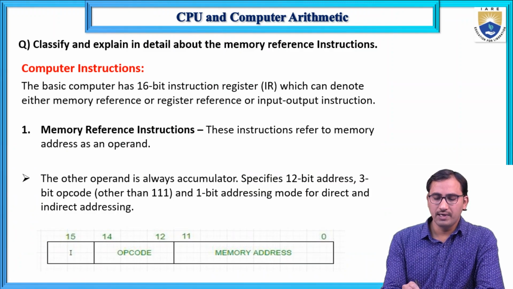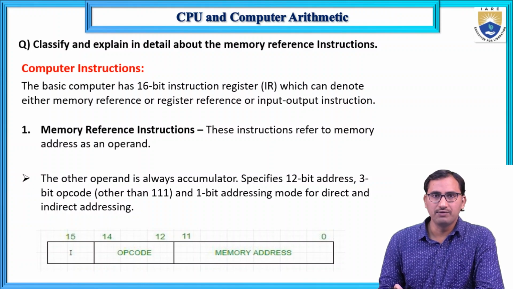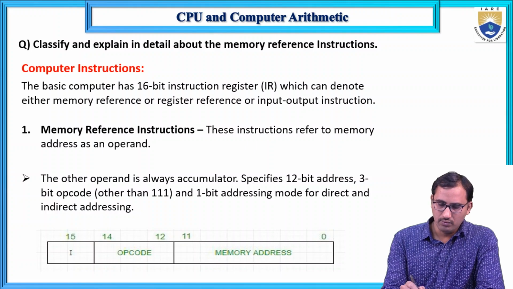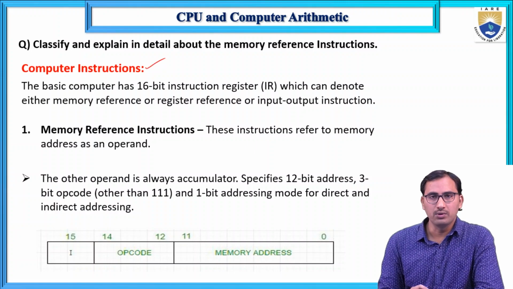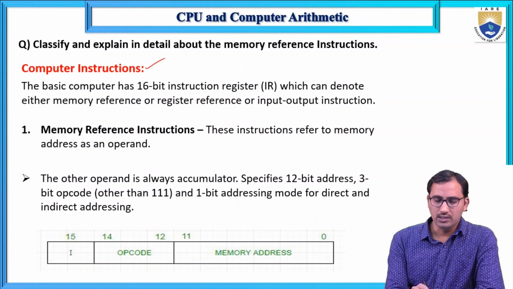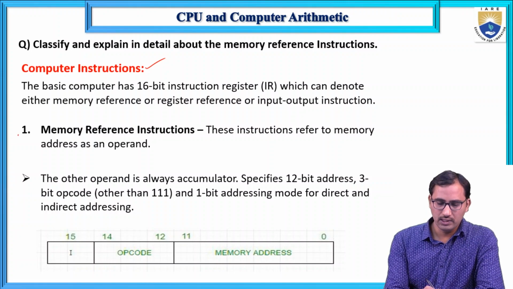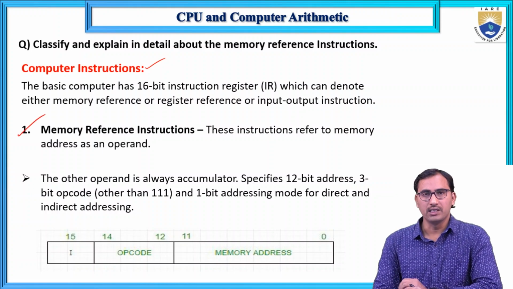Next, classify and explain in detail the memory reference instructions. Instructions are mainly classified into three types: memory reference instruction, register reference instruction, and IO reference instruction. An instruction is a command to the processor to perform a specific task. So the first one is the memory reference instruction.